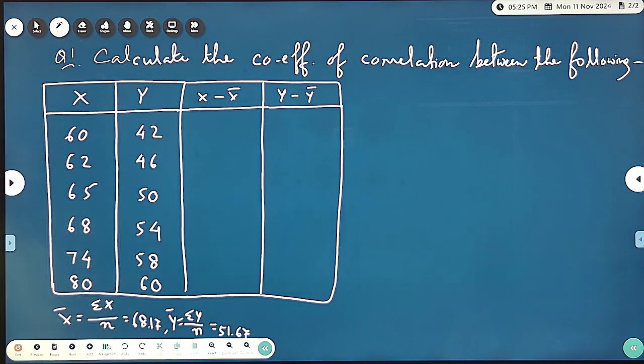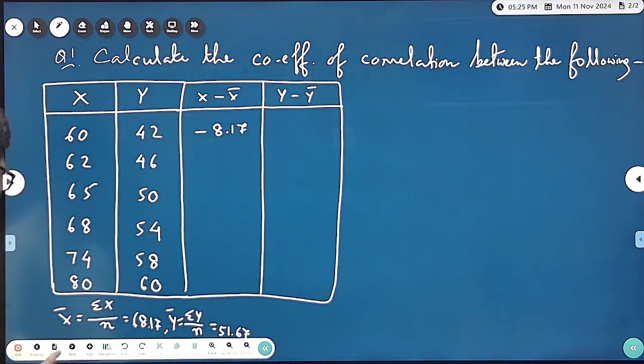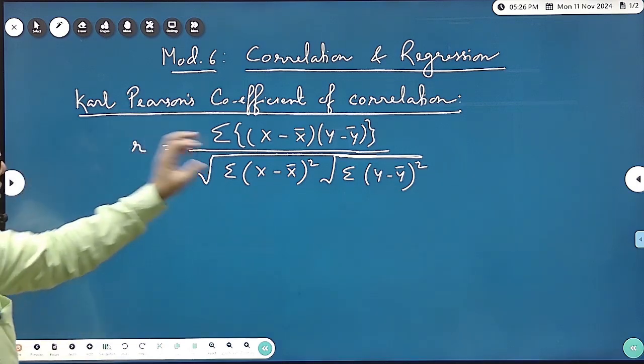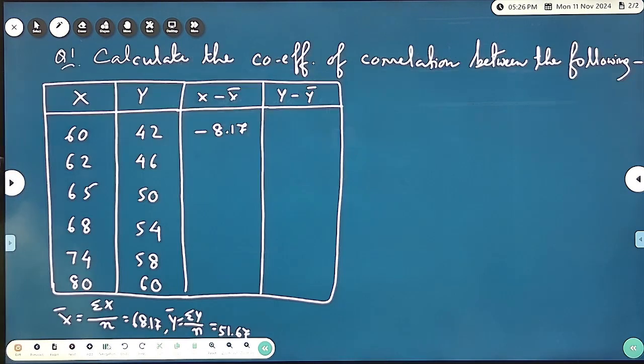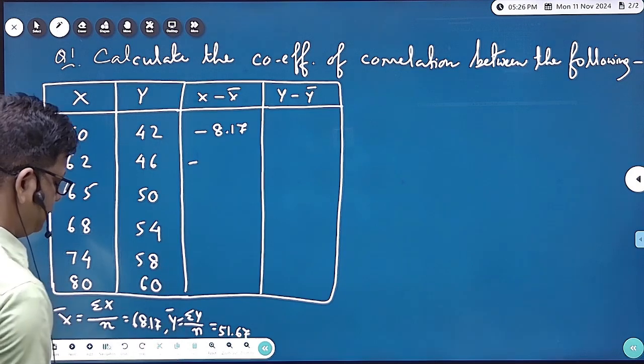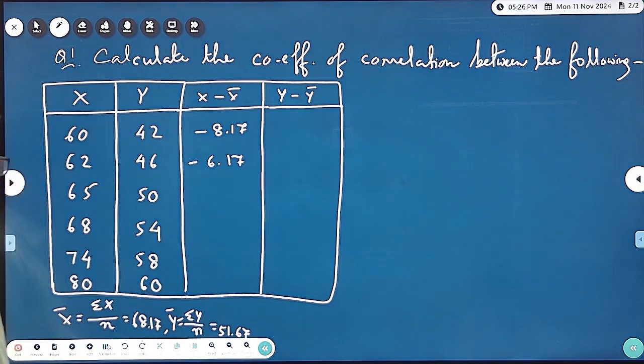Now to find these columns, I think you understand what to do. X minus x bar. That means from x, 60, you have to subtract x bar. So 60 minus 68.17 will be minus 8.17. Right now the square has not come; no square is required right now. I'm finding only x minus x bar and then y minus y bar. So 62 minus 68.17 will be minus 6 point. Correct it if it is wrong.